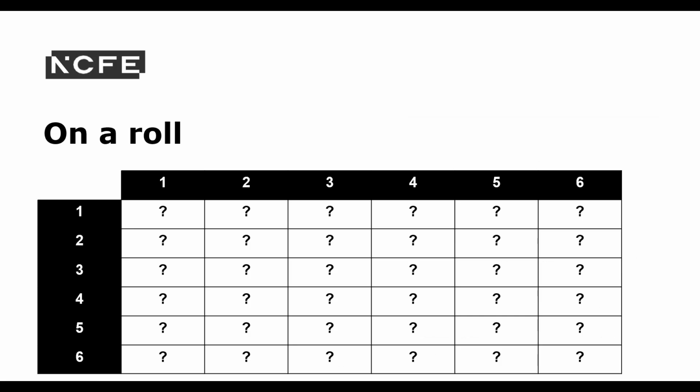Another method that can be used is called On a Roll, and it includes a 6x6 grid. In each square, you can write a question or get learners to produce one of their own. Then a learner rolls the dice to get 2 numbers, 1 for the row and 1 for the column, and then the learner has to answer that question.